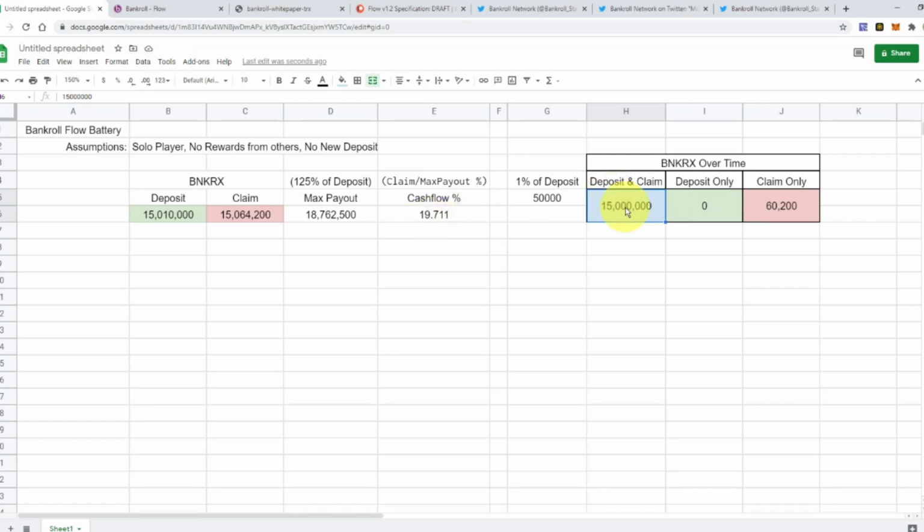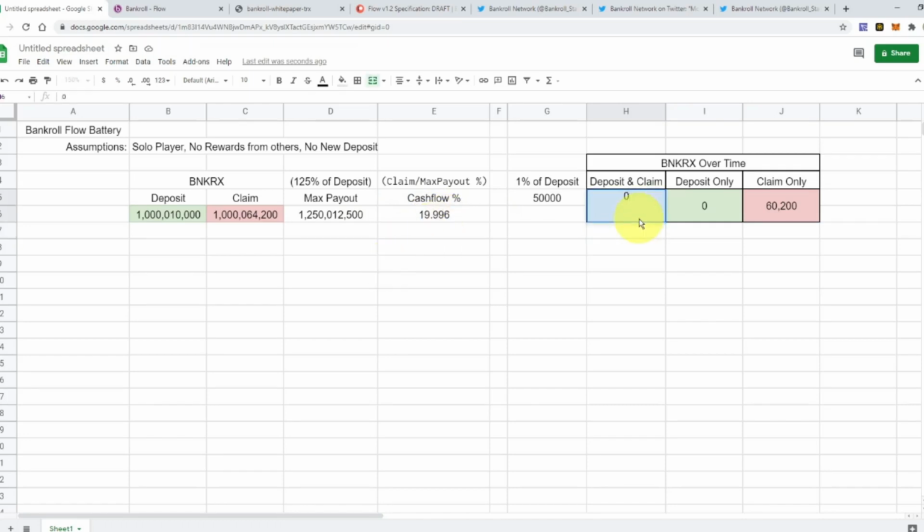If you really wanted to get crazy with it, and if you're in Bankroll Flow for the next 10 years, let's just say you compound to some crazy 80 million number, you can see that it's getting closer to that 20% number. Let's do something really crazy, 1 billion. Yeah, so it's somewhere in there.